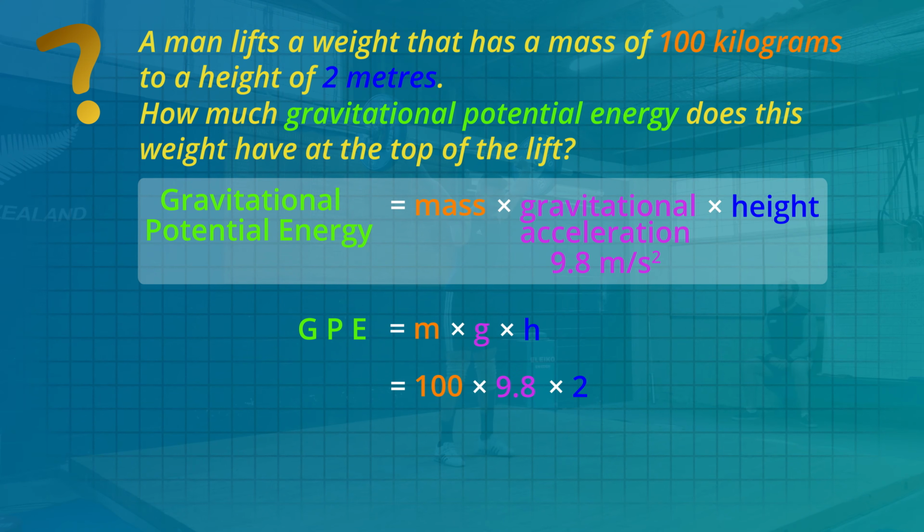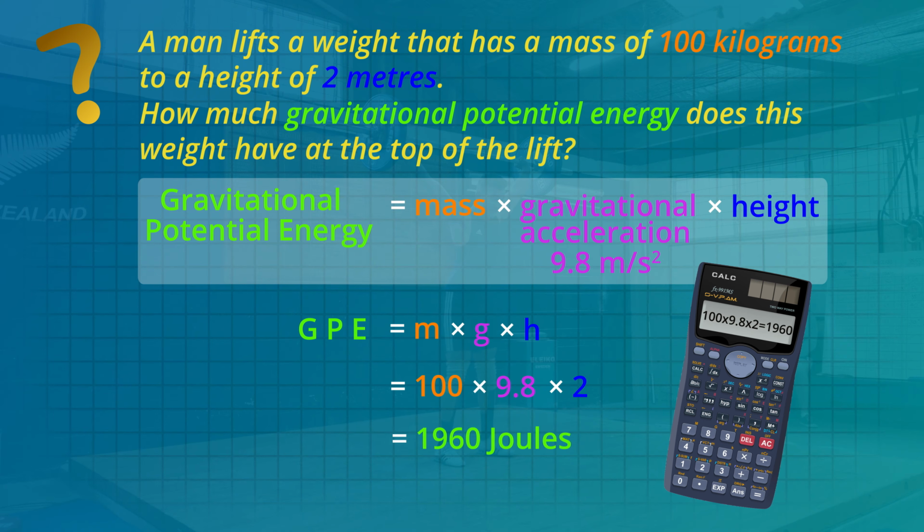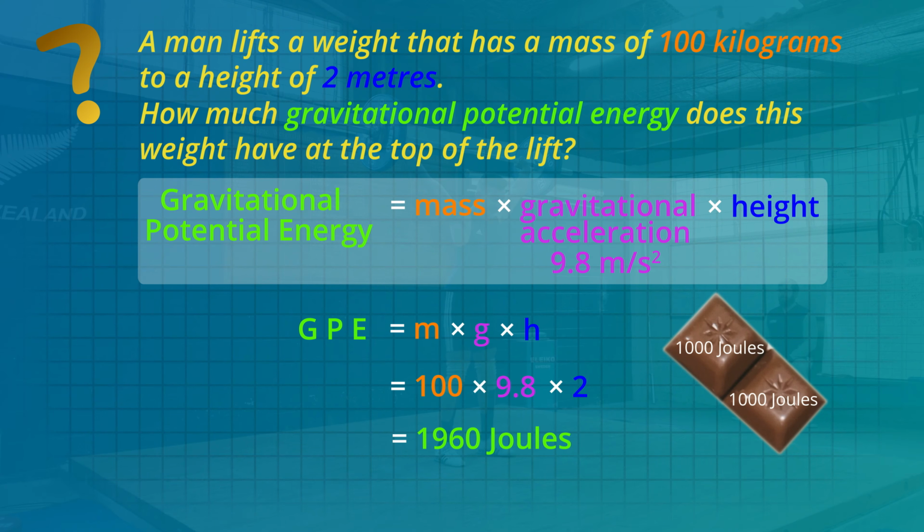We multiply these to get the answer that it takes 1,960 joules of energy to lift this weight up to a height of 2 meters. So this man uses the energy of nearly 2 chocolate bars in just one lift.